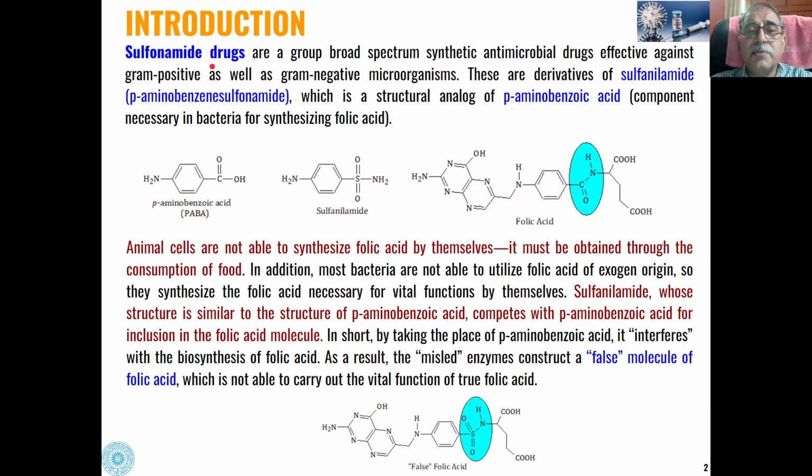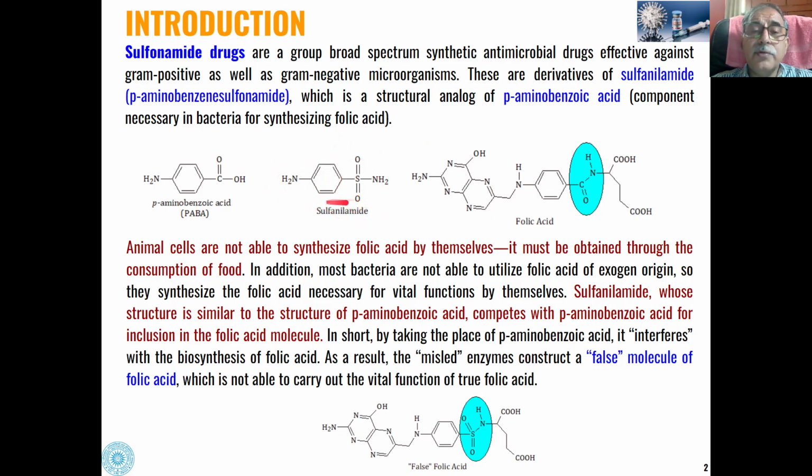Sulfonamide drugs are basically a group of broad spectrum antimicrobial drugs which are very effective against gram positive as well as gram negative microorganisms. Because of their activity towards all types of microorganisms, they have been classified in the broad spectrum category of antibacterial drugs. These drugs are basically derivatives of sulfonamide, that is para-amino benzene sulfonamide.